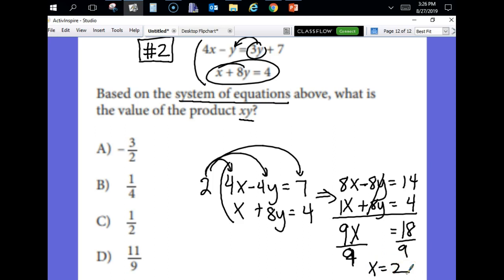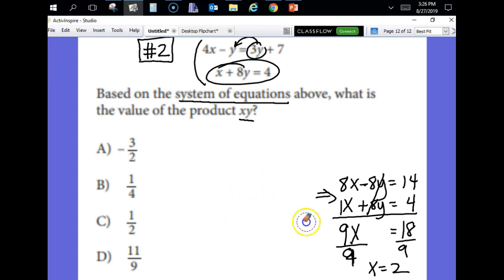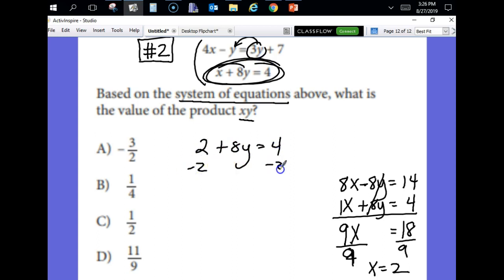So I've got x. Now I need to find out what y is. To find out what y is, you're just going to take your answer you got for x, plug it back in so that you can find the y value. So I'll use this bottom equation here again. I'm going to plug in 2 for the x. And y gives me 1/4.